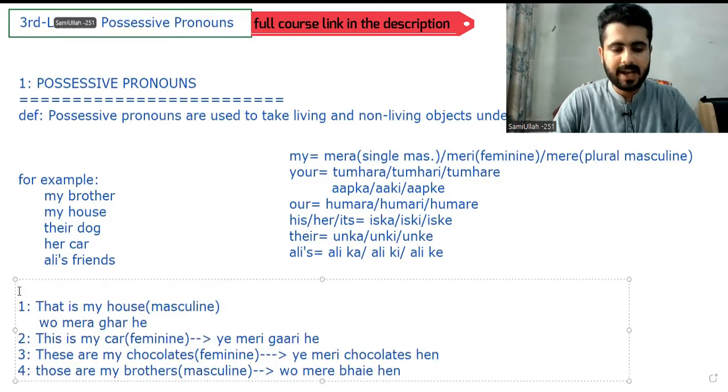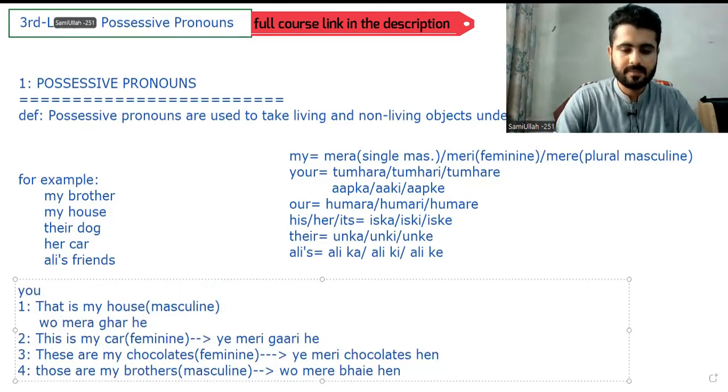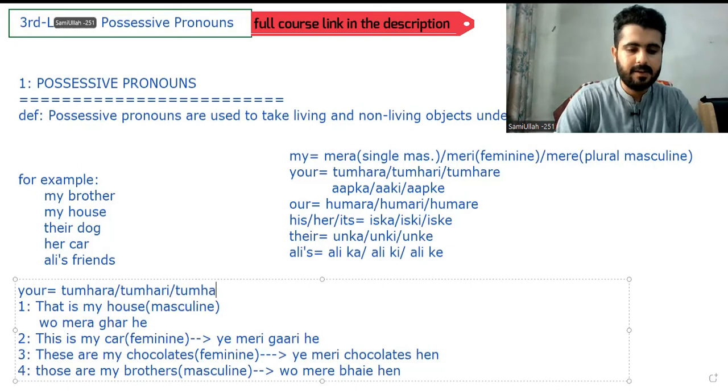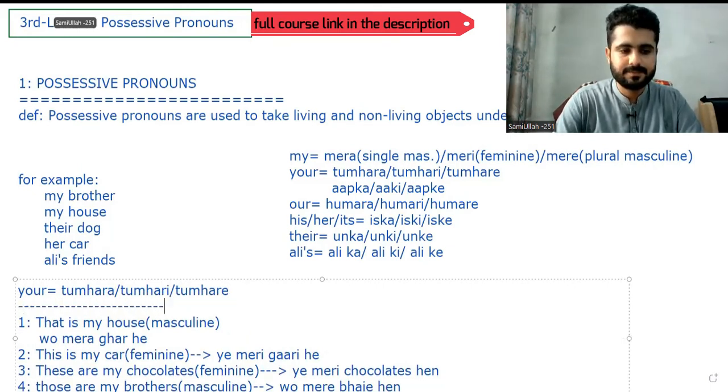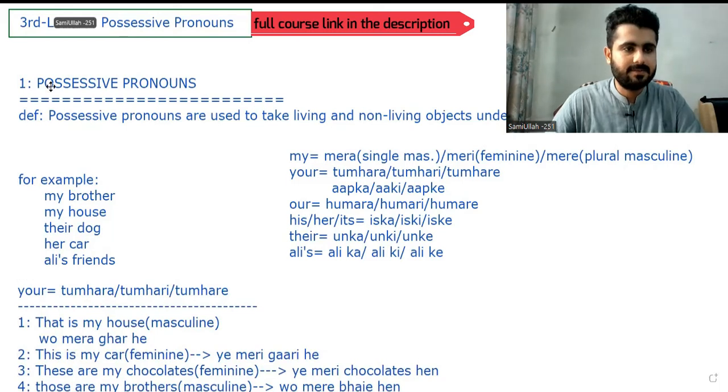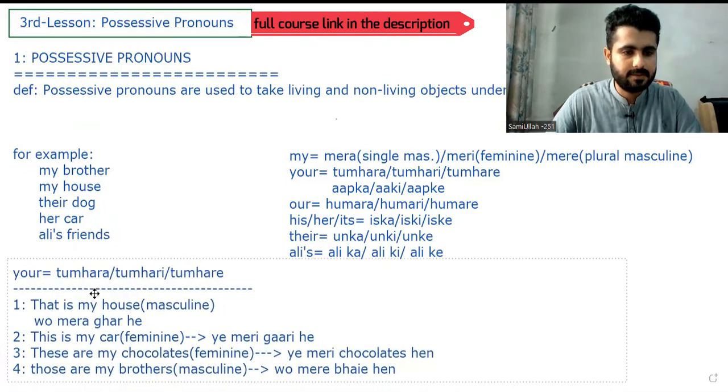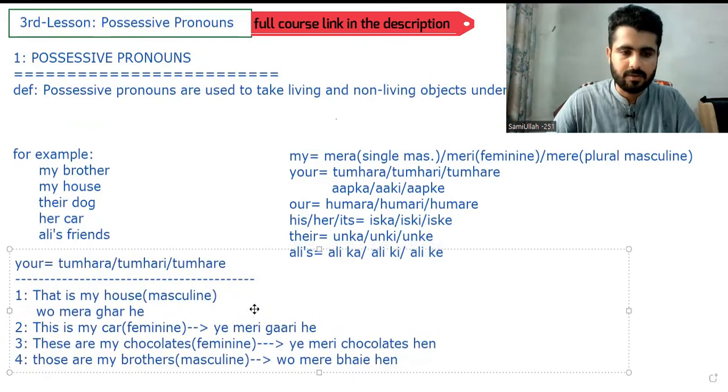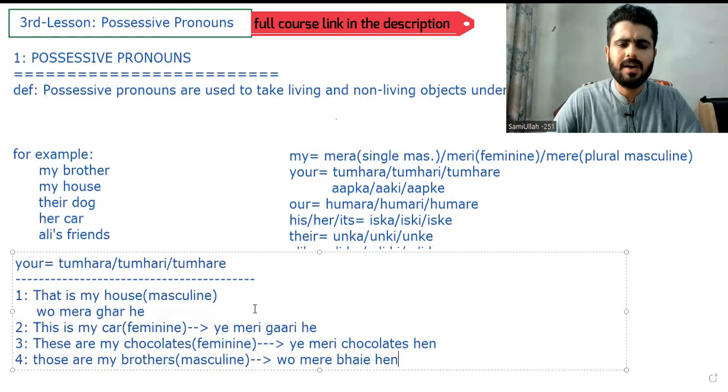Okay, so we use it with my. Let's use it with the your. So your has tumhara, tumhari, and tumhare, three equivalents. Let me make some space for the text. You here, drag it here. Okay, good now. You means तुम्हारा, तुम्हारी, तुम्हारे, and formal version आपका, आपकी, आपके.